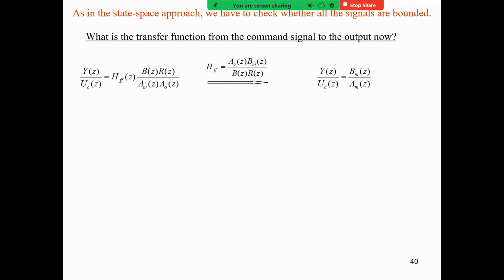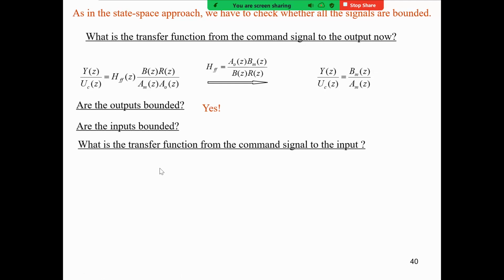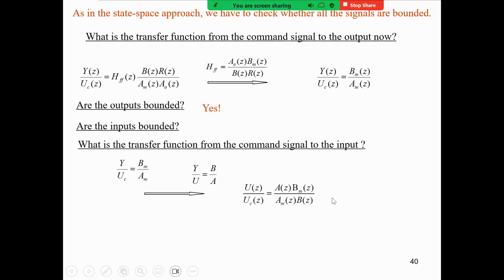Any questions? Yes, that's no problem, because this is the transfer function from the reference model to the output, bounded. No problem, right? And then we have to check the input. What's the transfer function from the command signal to the input? Well, from those two: this is the transfer function from command signal to the output, and we also have the transfer function from the input to the output. From those two, we can easily compute the transfer function from the command signal to the input.